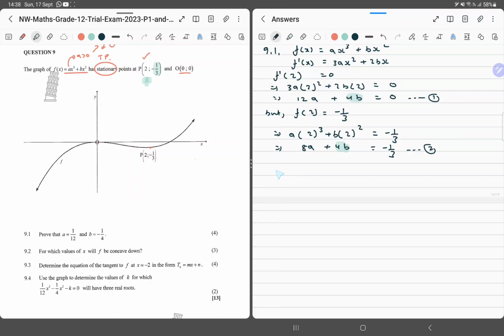You can just say you're taking 1 minus 2. What do we get? We get 12a plus 4b equals 0. Then we're going to subtract this one, which is going to be 8a plus 4b equals minus a third. And then you put your nice line over there. And then what do we get? 12 minus 8 is going to be 4a.